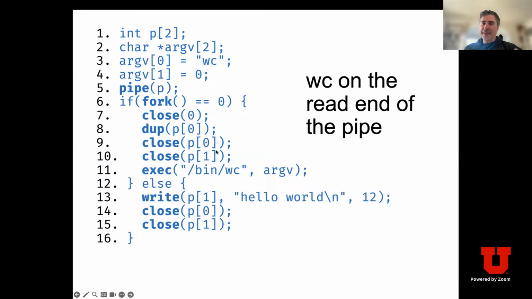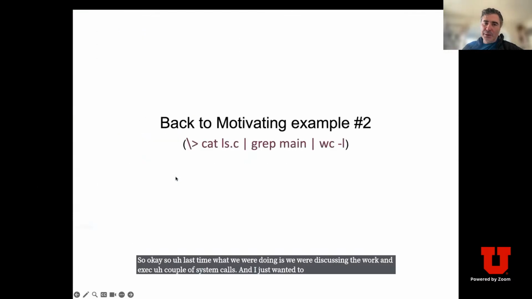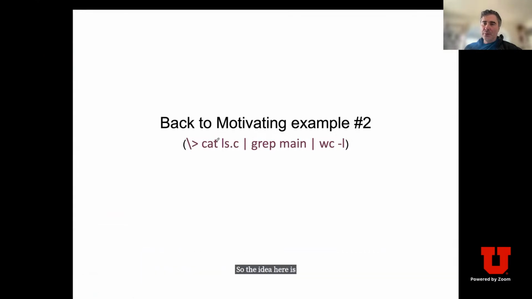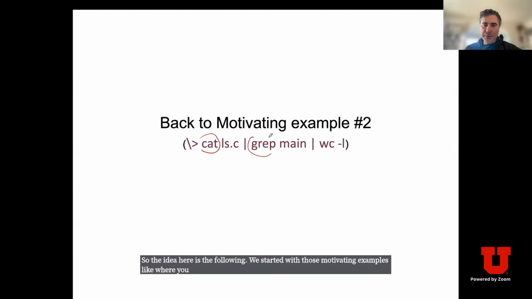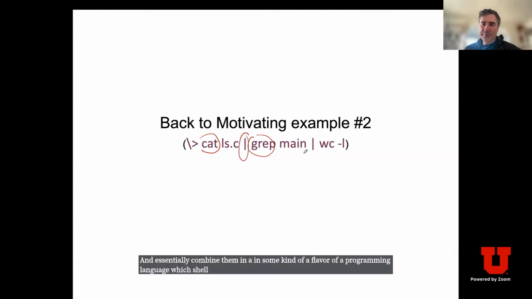we were discussing the fork and exec couple of system calls, and I just wanted to make sure that we finish it and we all understand what's going on there. So the idea here is the following. We started with those motivating examples, where you use small utilities from the existing ecosystem and combine them in some kind of a flavor of a programming language, which the shell implements with those pipes and IO redirection.